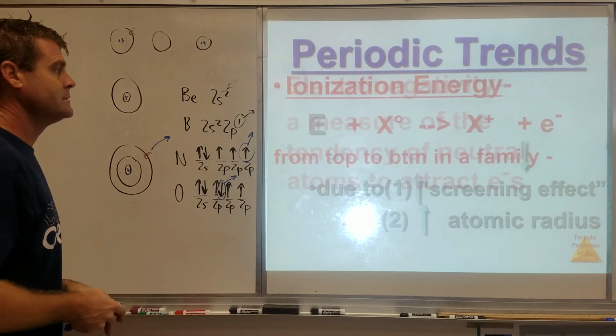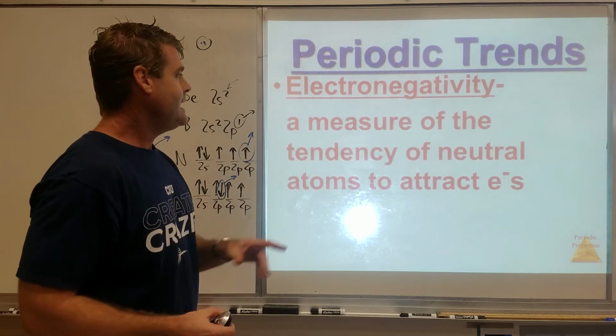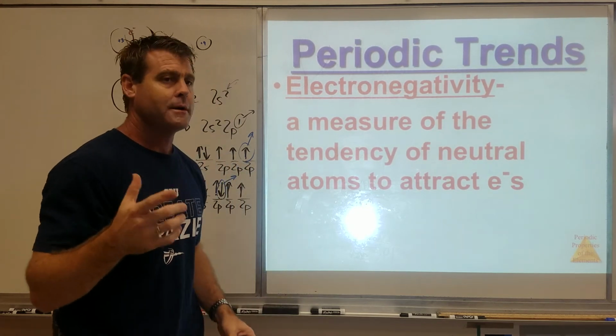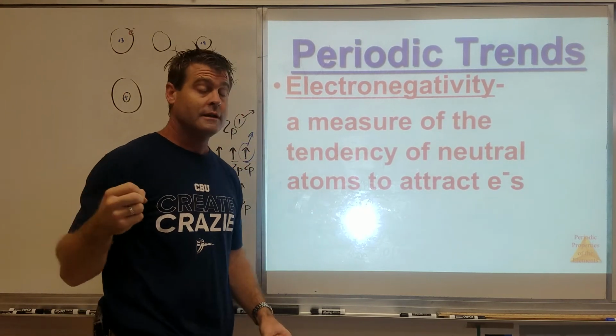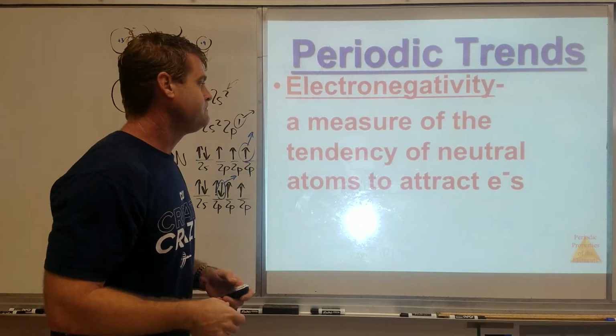Increase in atomic radius. Okay, last topic for today, electronegativity. That's the measure of the tendency of an atom to gain electrons. It's kind of like the opposite. Remember, ionization energy is the energy needed to remove electrons. Electronegativity is the measure of the tendency to gain electrons.